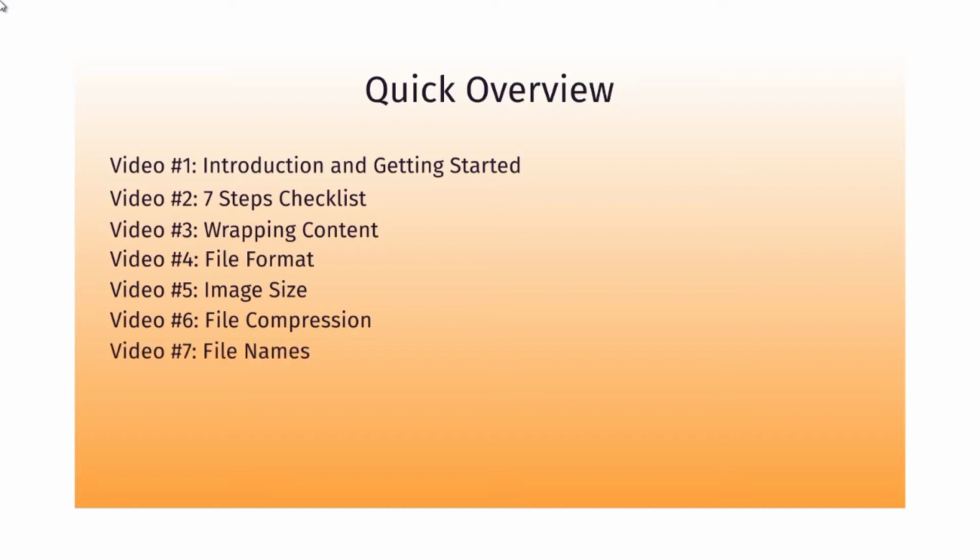Video number 7, we'll talk about file names, and why that's important. Video number 8, we'll talk about alt tags, which appear in the source code of your website, and that also tells Google what your image is all about. There are a lot of different variables here, and a lot of times most people just focus simply on video 8, which is the alt tag. And as you can see, it's much more than that.